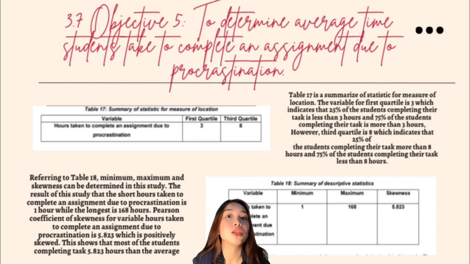The Pearson coefficient of skewness for the variable hours taken to complete an assignment due to procrastination is 5.823, which is positively skewed. This shows that most of the students complete tasks in less than 5.823 hours.